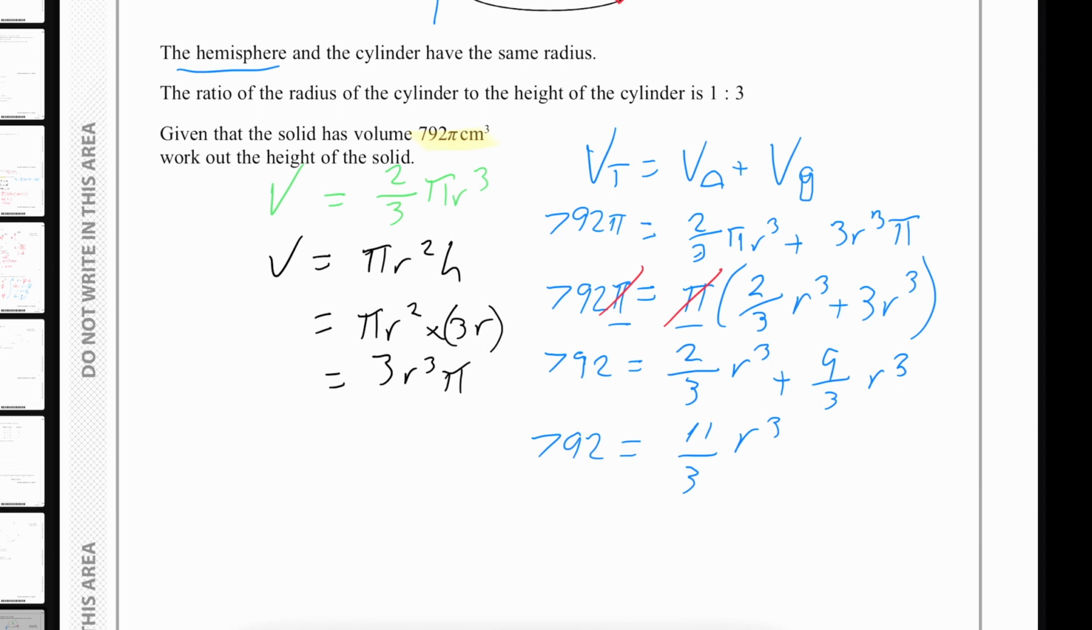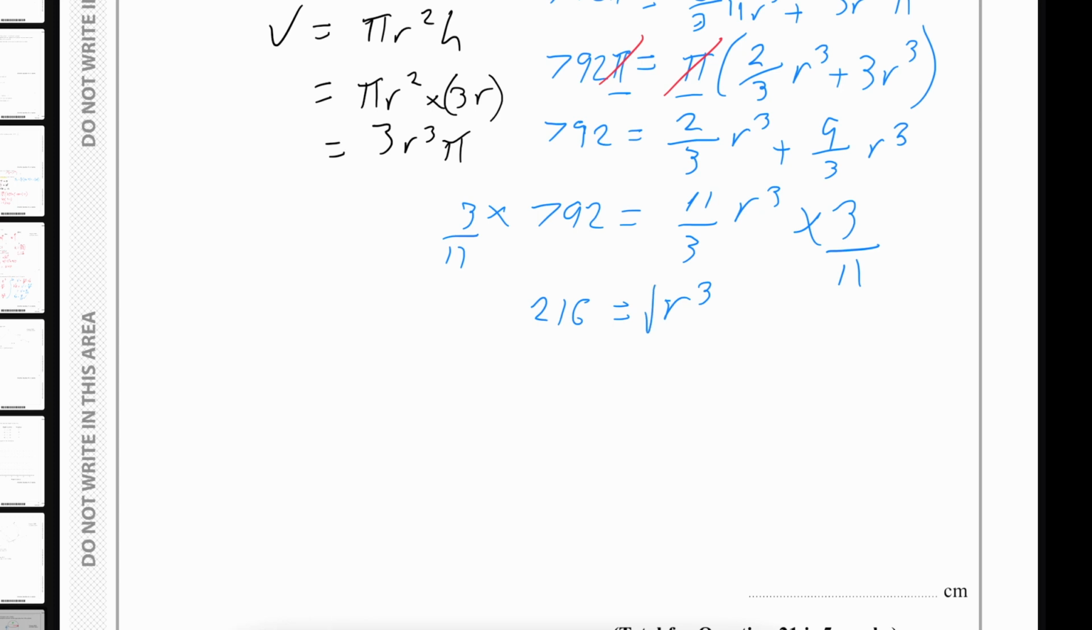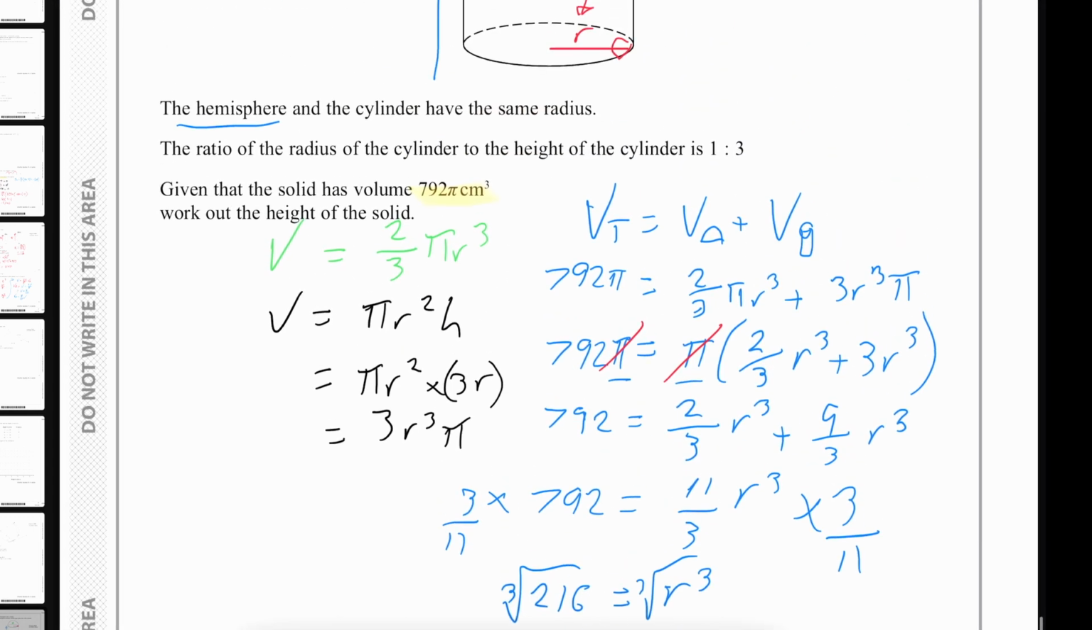And now, of course, I want r by itself, so I can times by 3 on both sides, and I'm just going to do it all at once, divide by 11, because that will cancel with that. So we get r cubed equals 216. And then to get r by itself, I'm just going to cube root and cube root. So r equals 6.